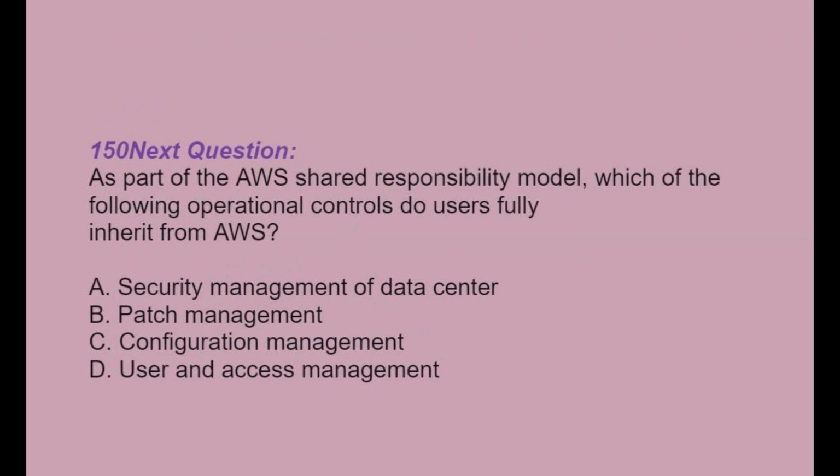Question is, as part of the AWS shared responsibility model, which of the following operational controls do users fully inherit from AWS? Option A. Security management of data center. Option B. Patch management. Option C. Configuration management. Option D. User and access management. Correct answer is option D.